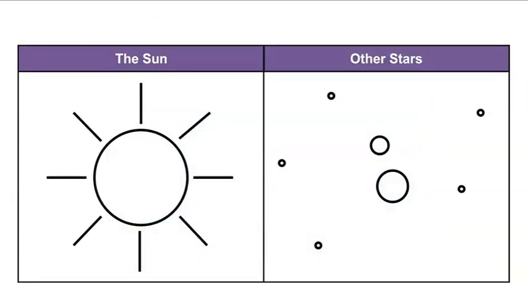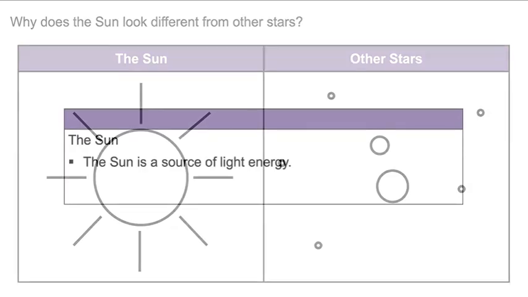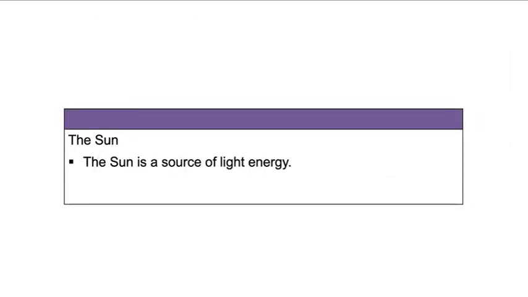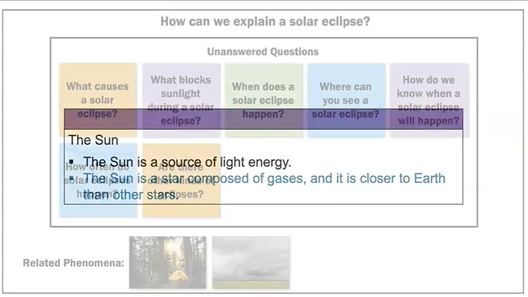Remember, we have been exploring the question, why does the sun look different from other stars? Let's look at the drawings of our initial observations of the sun and other stars in the sky. Your first task after this lesson will be to write an explanation for why the sun looks different from other stars when viewed from Earth. How can we use what we learned today to update our class chart about the sun? Let's write, the sun is a star composed of gases and it is closer to Earth than other stars. Your second task after this lesson will be to update this chart.